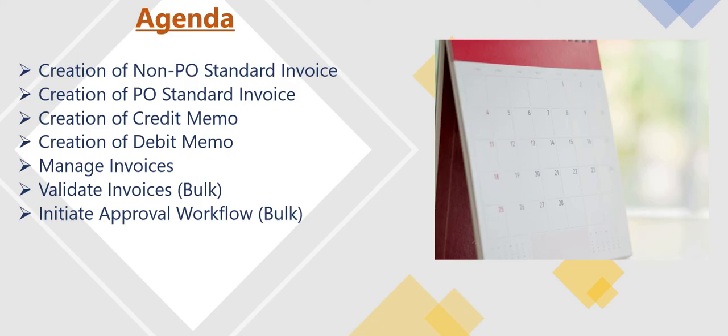Hello everyone. In this video, we'll discuss creation of standard invoices, both the cases, which is non-PO invoice and also the PO invoice. So typically non-PO is also called unmatched invoices, whereas PO we call matched invoices. So we'll see both matched and unmatched, and we'll see the credit memo, debit memo, manage invoices.